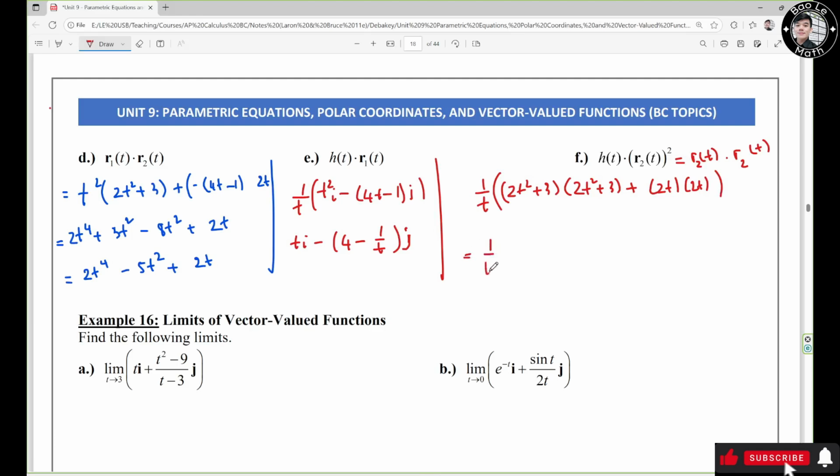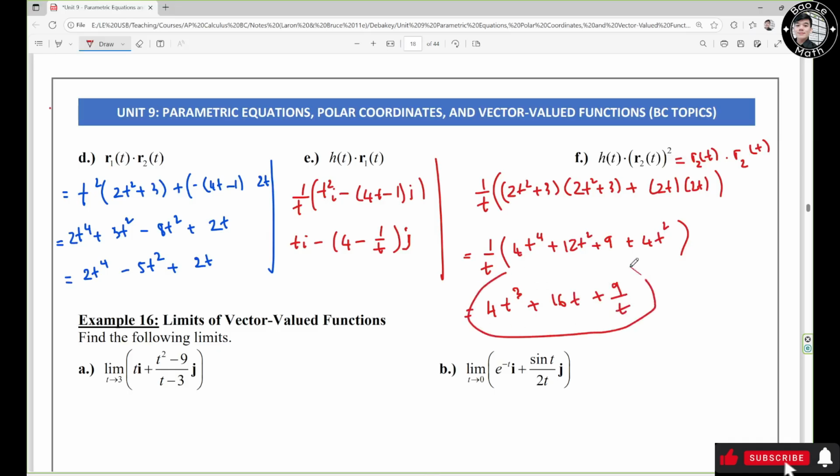It's going to be 1 over t times 4t power 4 plus 2t squared times 3, it could be 6t squared, and this one is 6t squared, it could be 12t squared, right? And then 3 times 3 equals 9 plus 4t squared, right? t power 4 divided by t, it could be t power 3, right? So 4t cubed. Now 12 plus 4 equals 16, right? So plus 16. t squared divided by t, it could be t, plus 9 over t. This one is the final answer.